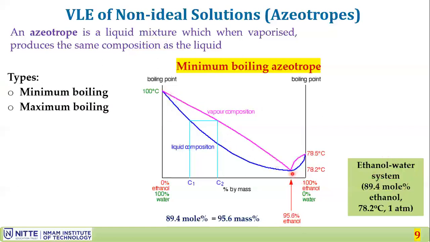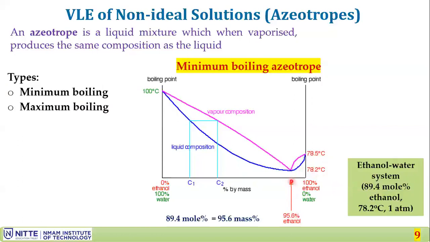Just draw the curve and you see that the boiling point is lesser than the individual boiling points. Methanol boiling point is 78.5 degrees, for water it is 100 degrees, whereas this azeotropic point is at 78.2 degrees Celsius, lower than both. So this is called a minimum boiling azeotrope.